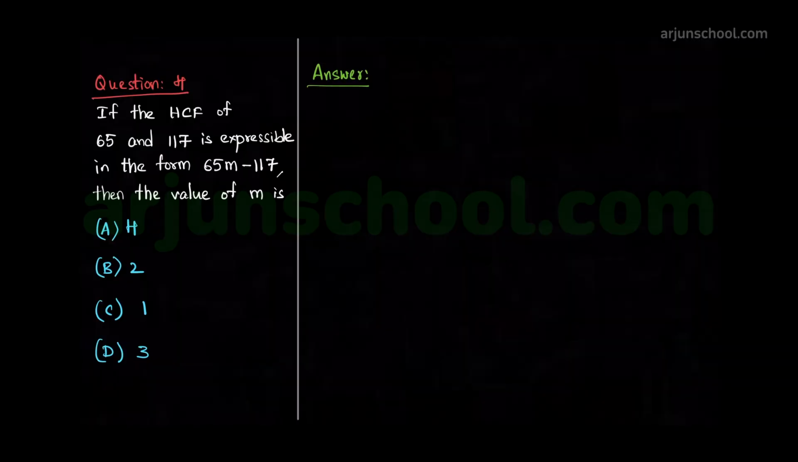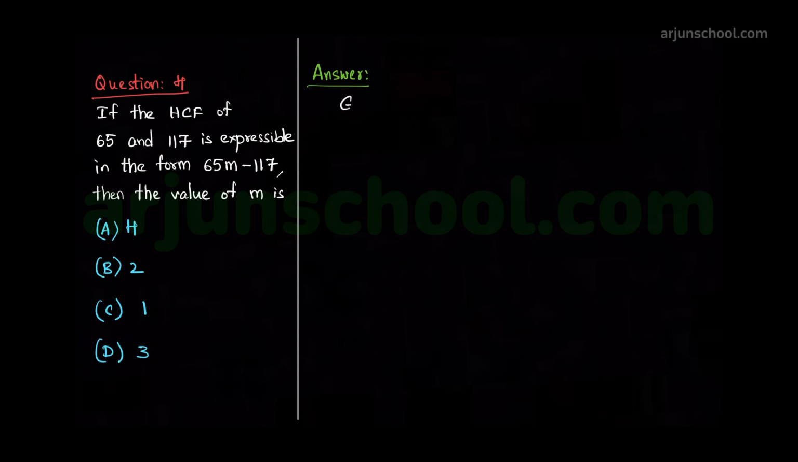Question: if the HCF of 65 and 117 is expressible in the form 65m minus 117, then the value of m is option A 4, option B 2, option C 1, option D 3.